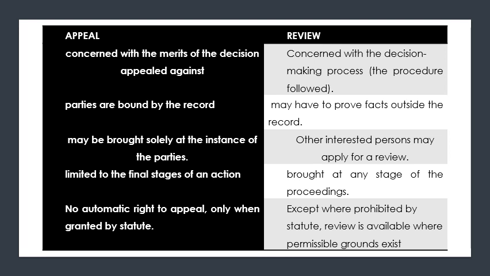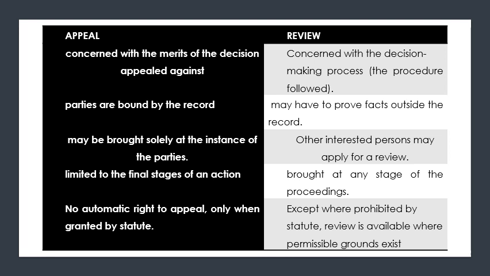And then in terms of appeal, it is limited to the final stages of an action, because we're dealing with the decision, right? With the decision, the merits of the decision are wrong, which is the final stage of the case, right? So in terms of an appeal, we are dealing with the final stages of the case. Appeal, we are saying, no, the decision is wrong, right? As opposed to review now, it can be brought at any stage of the proceedings.